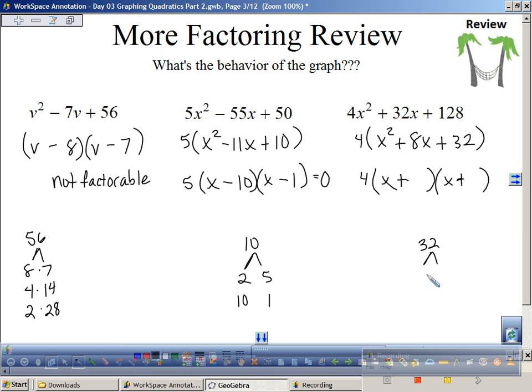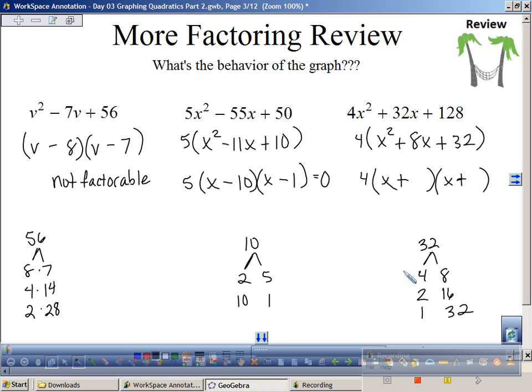So tell me, what are the factors of 32? 4 and 8. Does 4 and 8 work? No. What else? 16 and 2. Does that work? No. 1 and 32. That obviously doesn't work. Is this factorable? Can I go up anymore? 4, 5, 6. I'm saying this is not factorable.